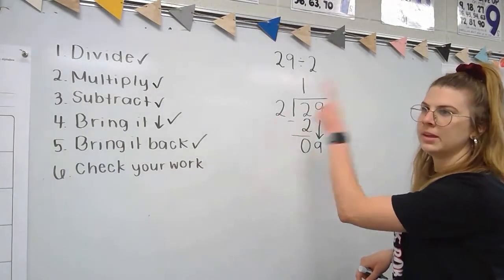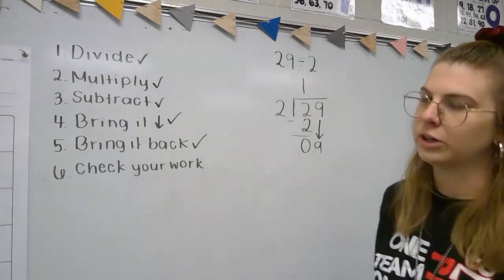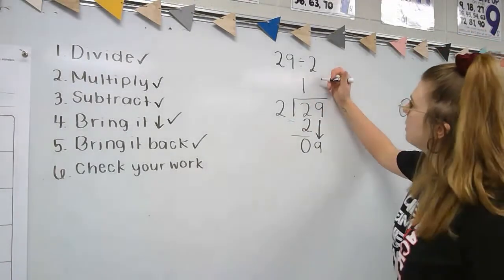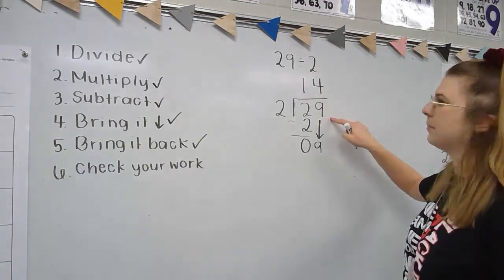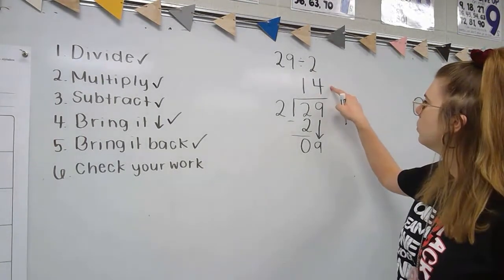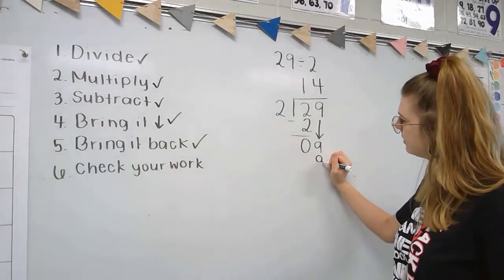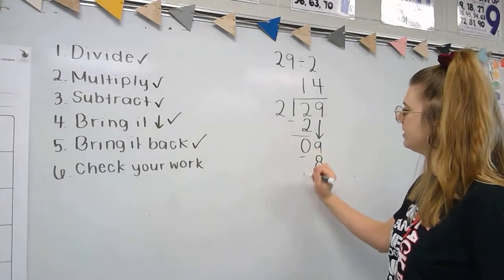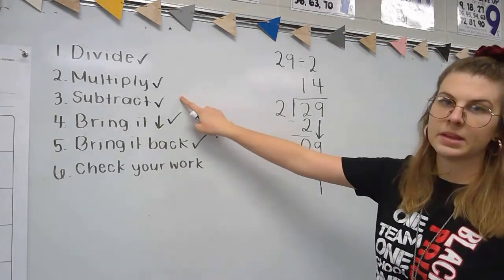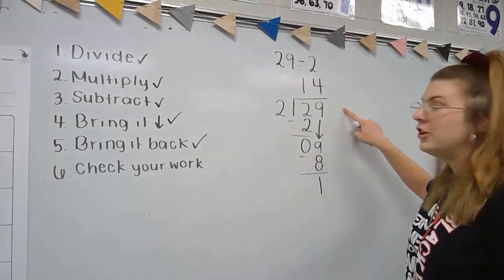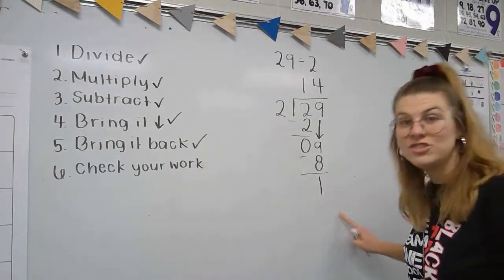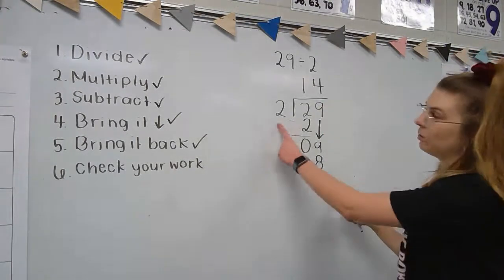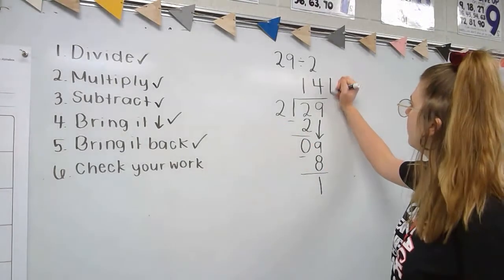9 divided by 2. How many groups of 2 can I fit into 9 without going over? 2, 4, 6, 8. Ooh, I remember this from last time. I'm going to put that 4 right on top of the 9. 4 times 2 is 8. That's the multiply. 9 minus 8 is 1. That's the subtract. I've got no more numbers to bring down, which means I have no more steps to bring back. So that means that this number, because I can't pull any more groups of 2 out of it, is our remainder.